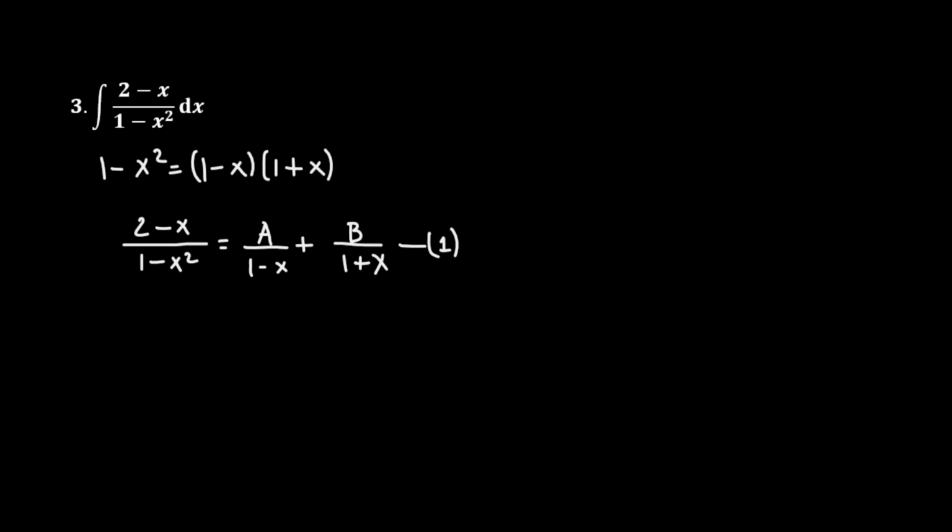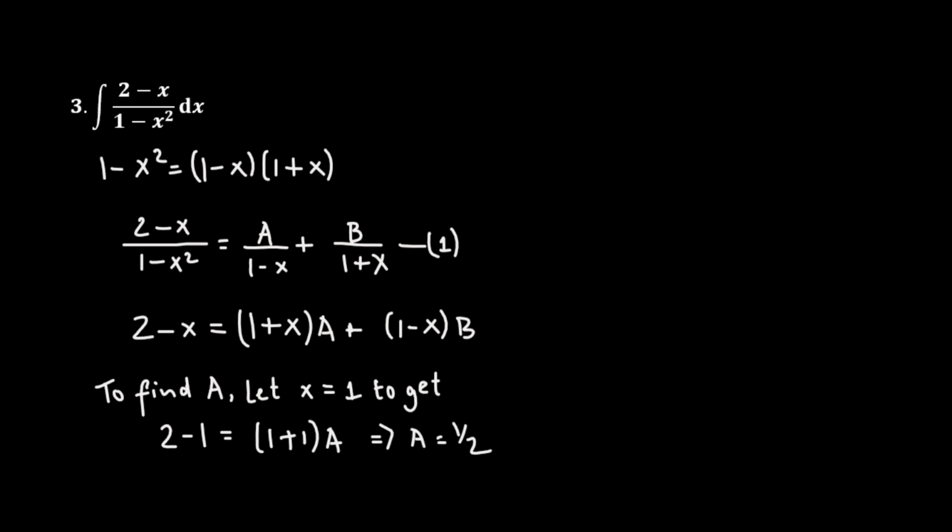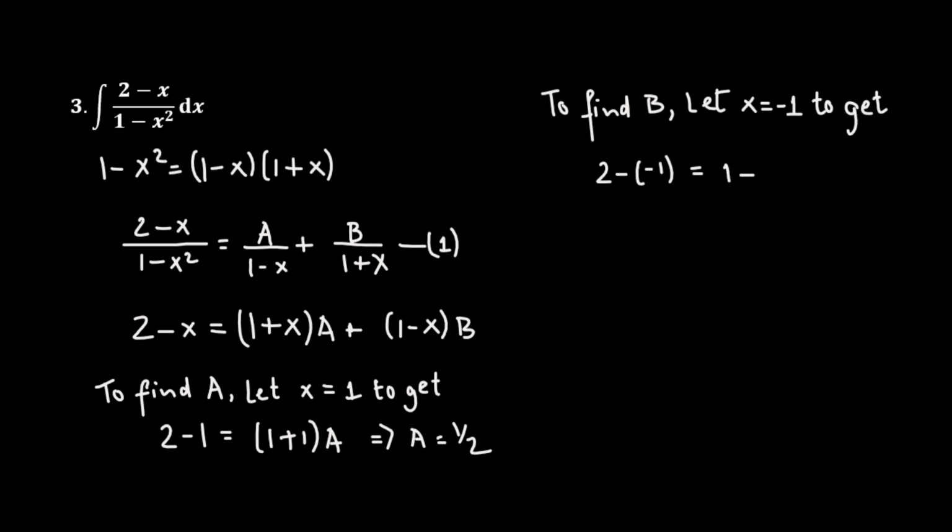Now we are going to multiply each side of equation number 1 with the least common denominator, 1 minus x squared, and that should give us 2 minus x is equal to 1 plus x times a plus 1 minus x times b. Now in order to find a, let x be equal to 1, and then that should give us 2 minus 1 is equal to 1 plus 1 times a, which gives a value of half. To find b, we're going to suppose that x is equal to negative 1, and that gives us 2 minus of minus 1 equals 1 minus of minus 1 times b.